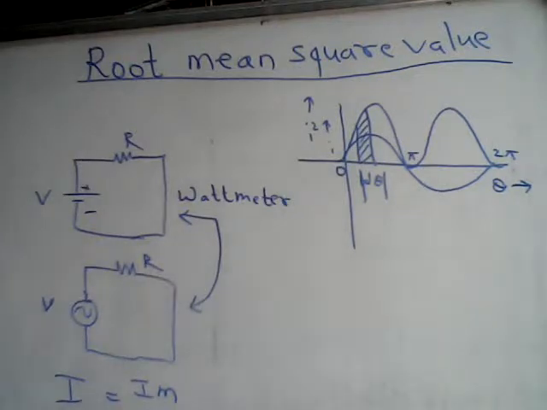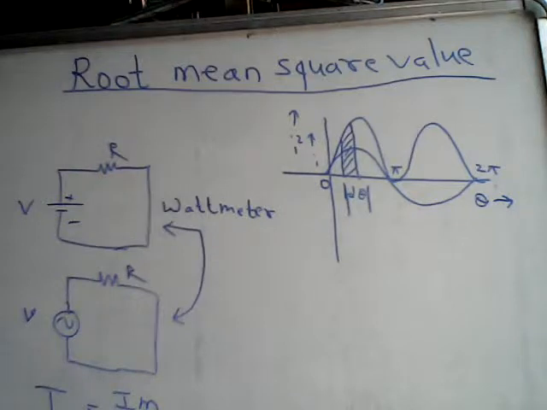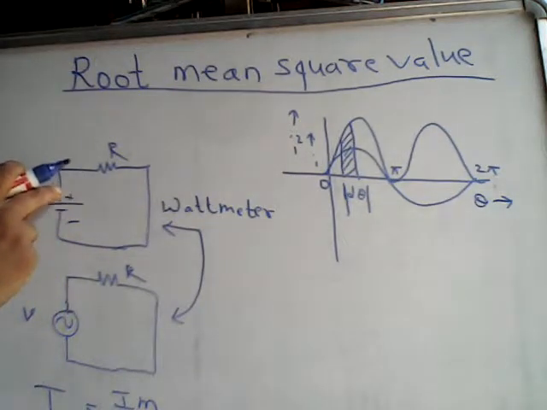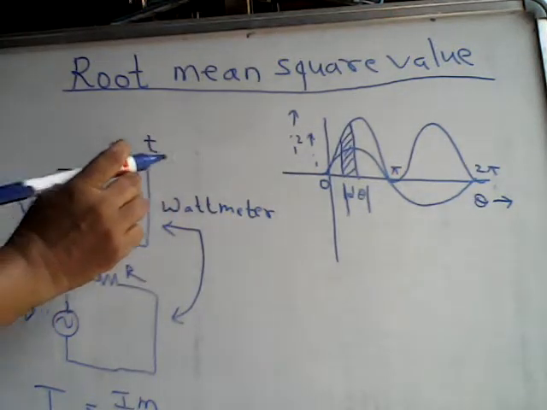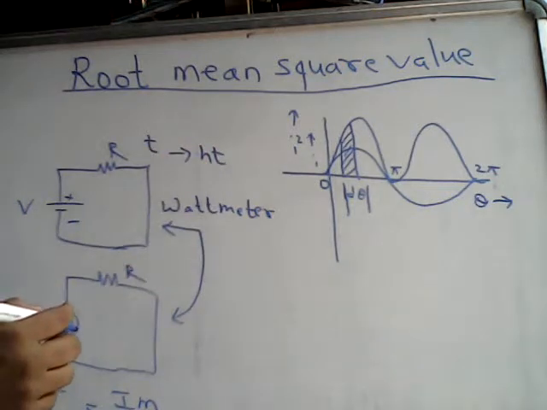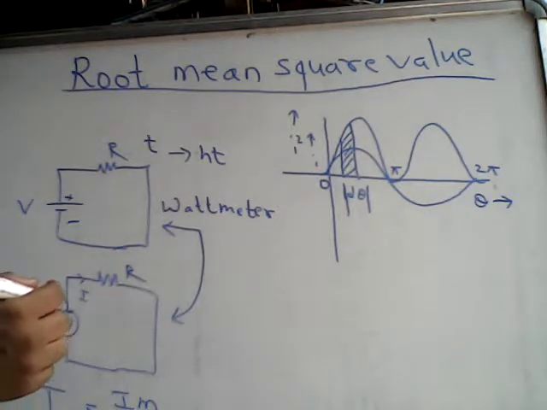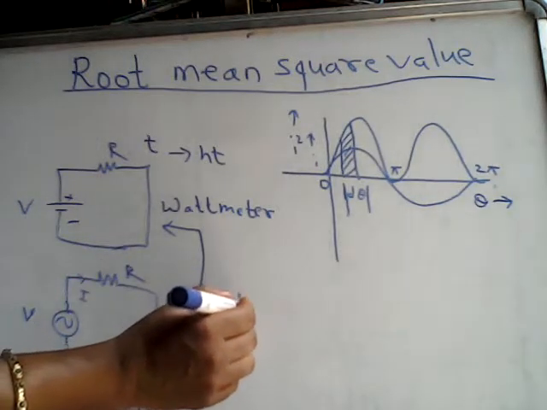In this session, I will explain about root mean square value. The RMS or root mean square value of an effective value of an alternating current is that steady current which, when flowing through a resistance for a given time, produces the same amount of heat as is produced by alternating current flowing through the same circuit for the same time.